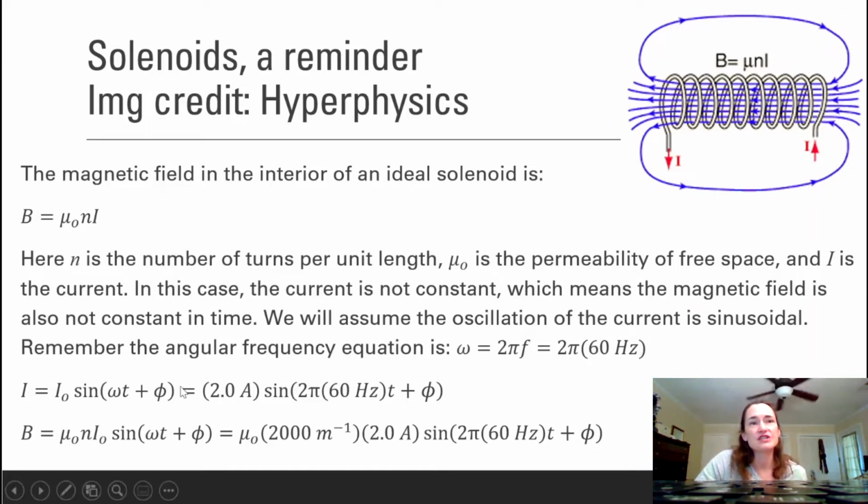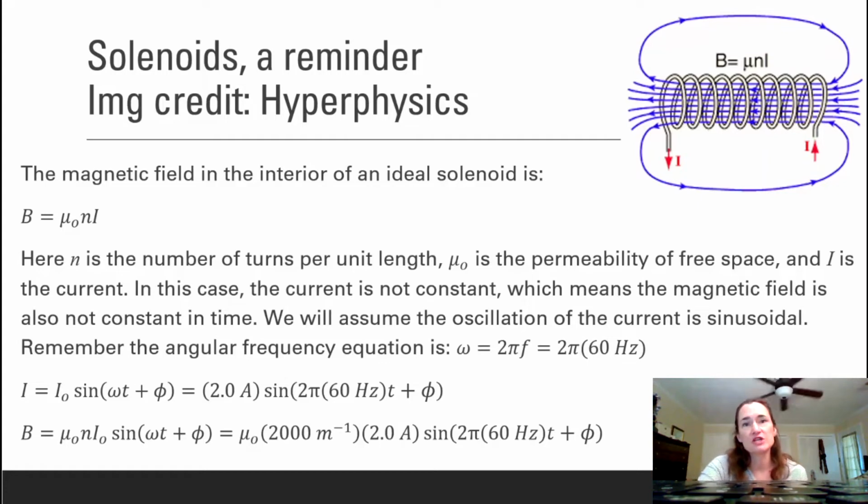Now, phi here is just a phase constant. It's just set in there so that you don't have to start your current going and time it perfectly with when you start your clock, okay? And it doesn't really matter for the purposes of this problem anyway. Okay, so we've got our current I, and that's going to be 2 amps, because that's I naught, times the sine of 2 pi times 60 hertz times t, plus our phase constant, which we can leave undetermined.